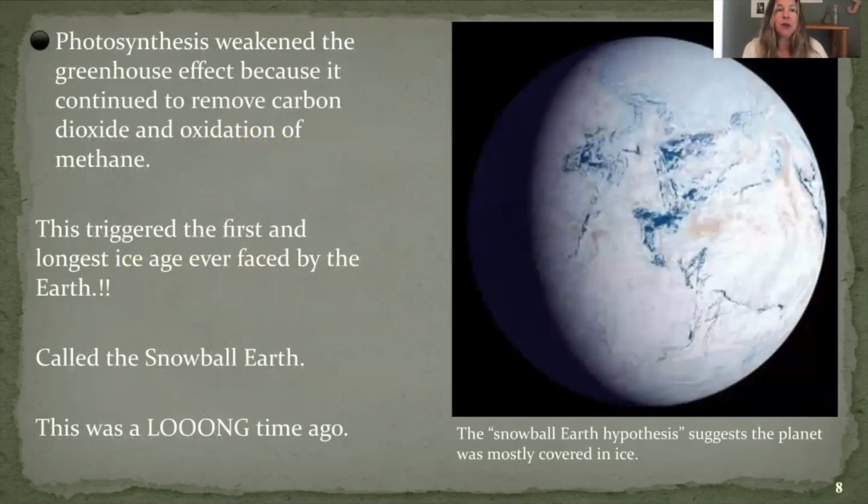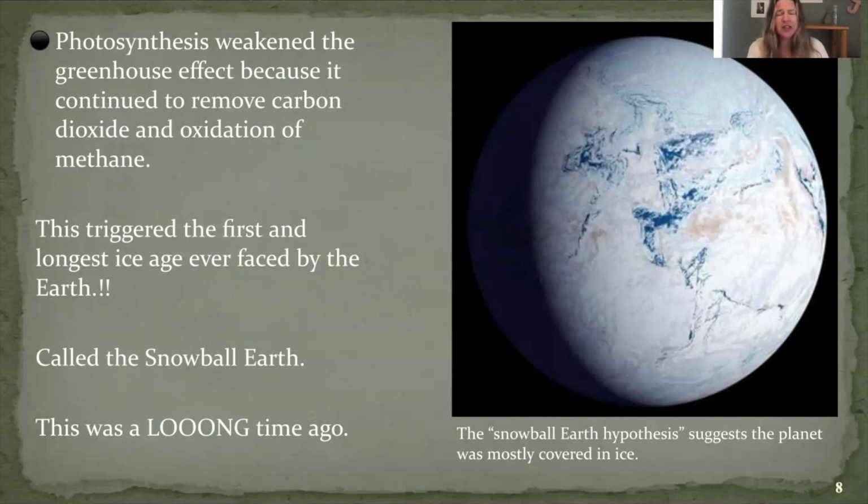So photosynthesis weakened the greenhouse effect because it continued to remove carbon dioxide and the oxidation of methane. So this triggered the first and longest ice age ever faced up until even currently by the Earth. This was called the snowball Earth. So it was this weird thing.